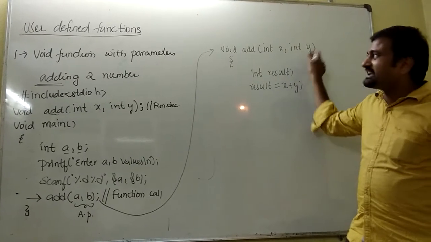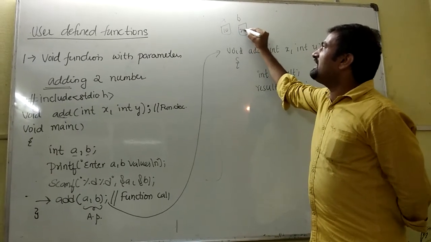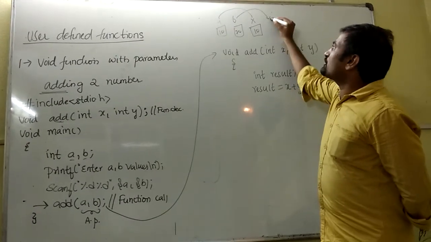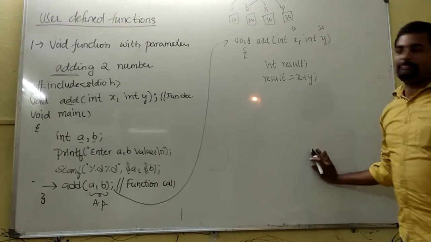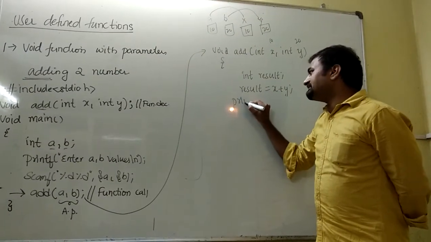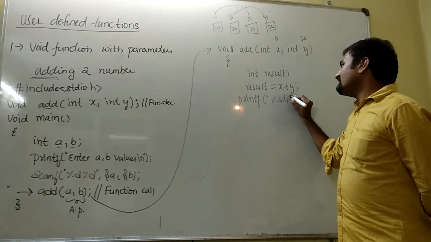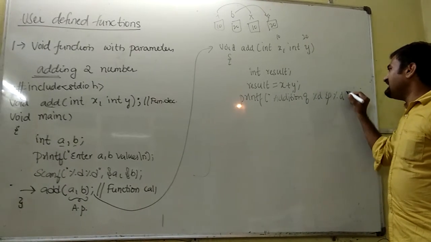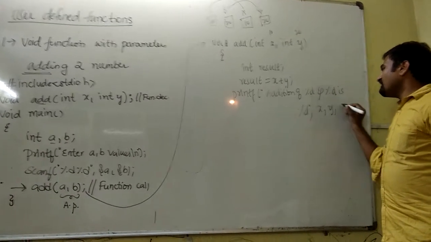So what are x and y here? When you are giving a some value, for example 10, and b as 20, now a's value is copied into x and b's value is copied into y. So now x is 10 and y is 20, and this value is now stored in result. So you have to print the result. printf("addition of %d and %d is %d", x, y, result).